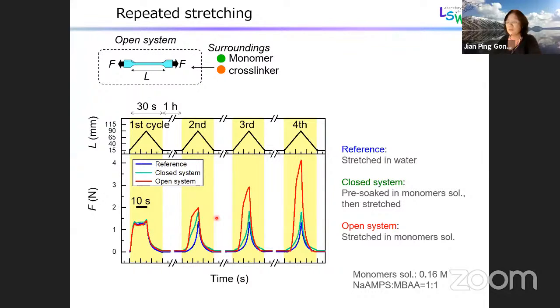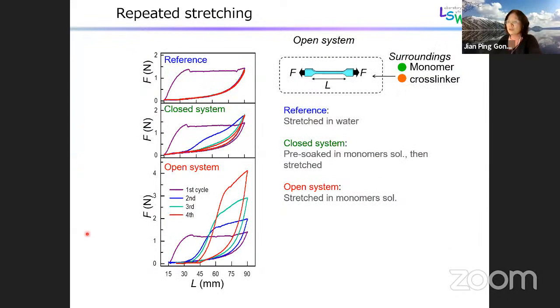This can also be shown more clearly in the displacement-force curves. For the reference state, there is no recovery, that means no new network formation. For the closed system, there is some network formation for the second cycle and very little for the third and fourth cycles. But for the open system, we have very large new network formation for the second, third, and fourth cycles. So that means the monomer supply is extremely important in this case.